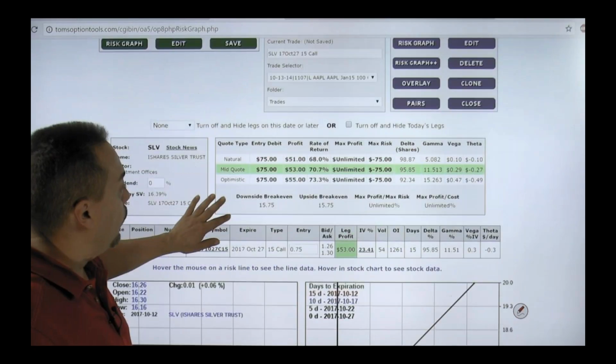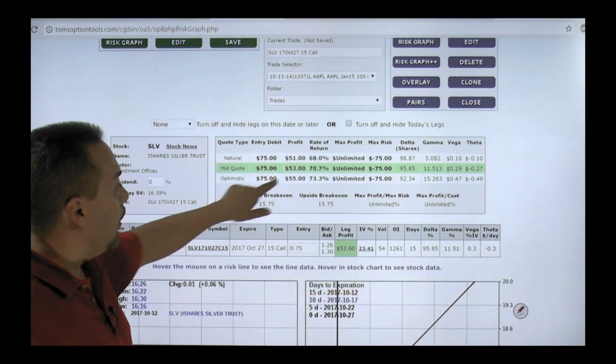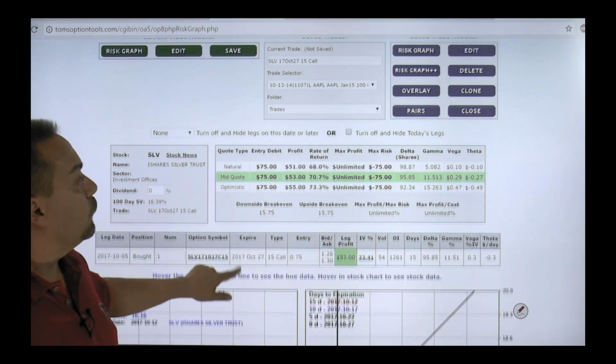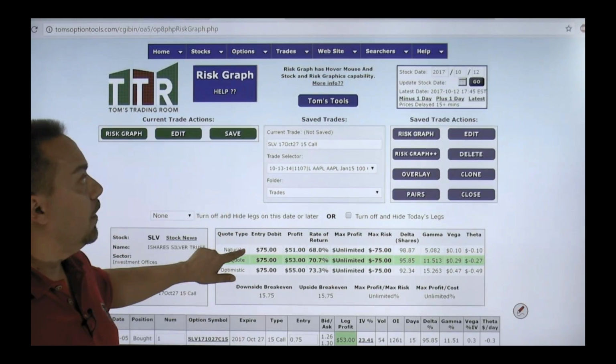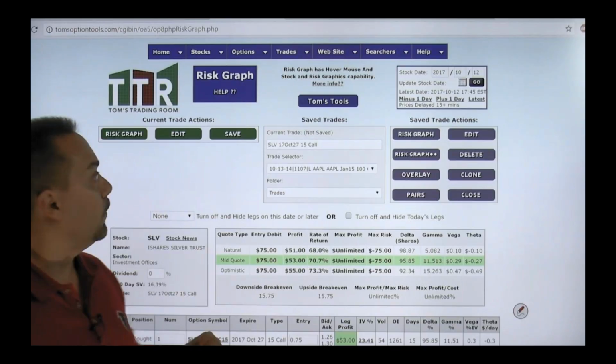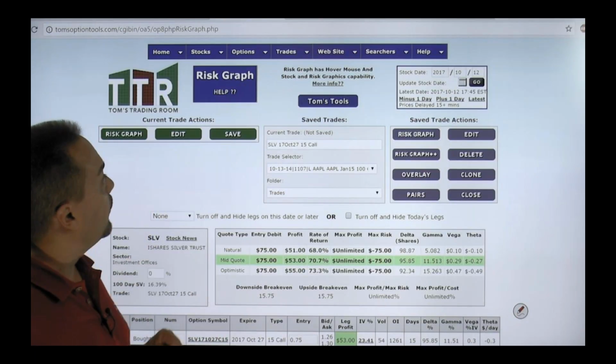So how is this doing so far? Well, last week, we were up already $53. We'll check in on that one in just a moment. I want to show you a way you can do this by grouping these all together in one tray, in one folder. So that was SLV.